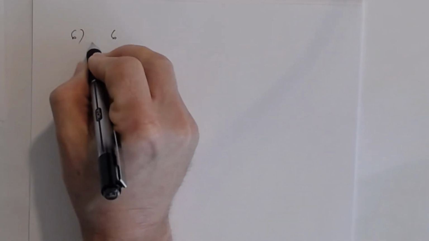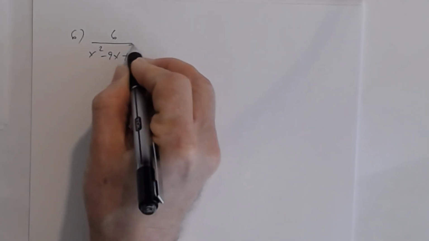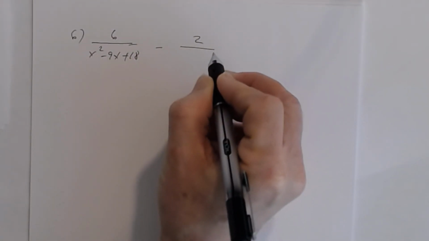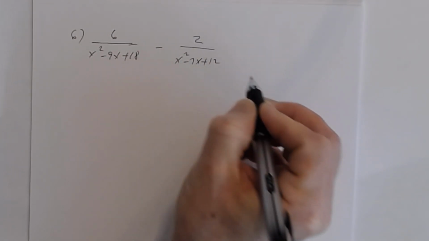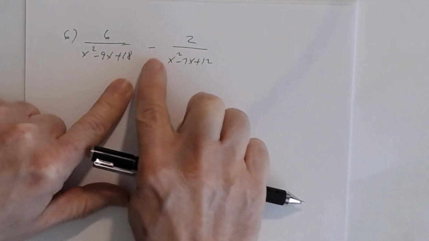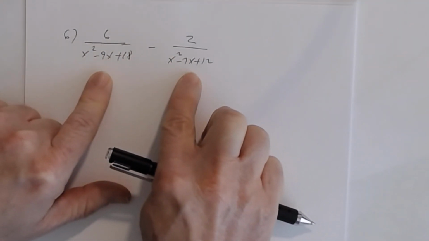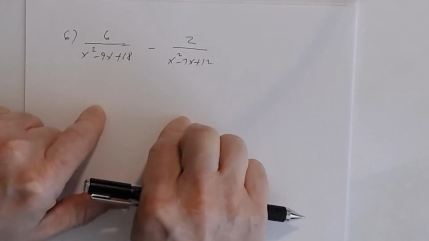Let's look at number 6. So in number 6, we have 6 divided by x squared minus 9x plus 18, minus 2 divided by x squared minus 7x plus 12. All right, so again, notice that these two rational expressions that I'm subtracting have different denominators. You must rewrite these to where they have the same denominator.